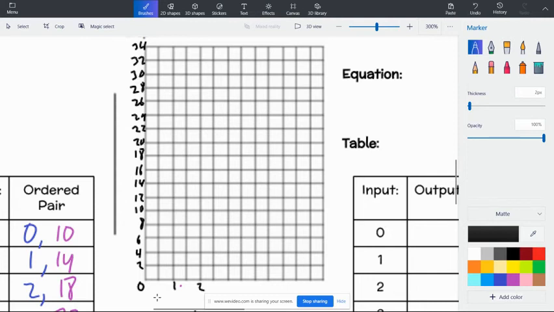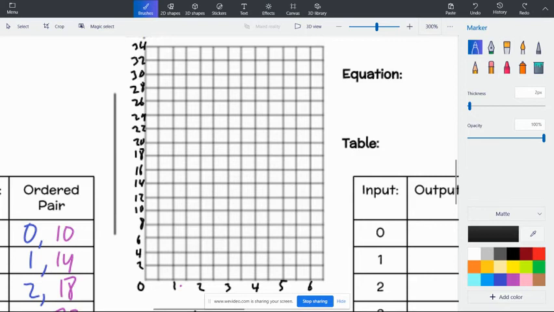So each box is like half of a game, which doesn't really make sense because you can't really play half of a game. But every 2 boxes counts as 1 game. Might be a little easier way to say it. The 0 down here counts for both of these. It's going on the y-axis and the x-axis, and we're starting both of them with 0.